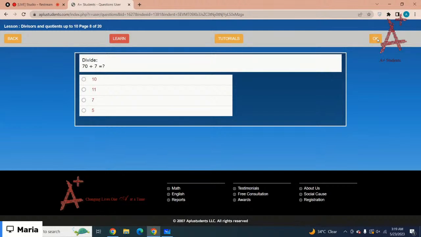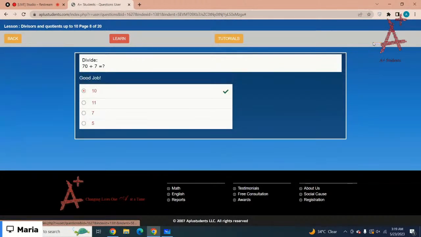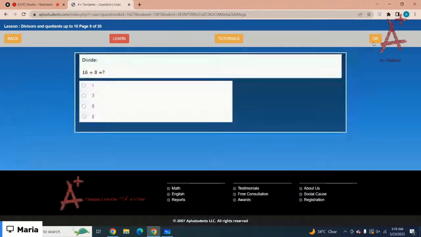Yes, 7 times 10 is 70. So the correct option is 10. Okay, the next one is 16 divided by 8. So start counting the table of 8 until 16.